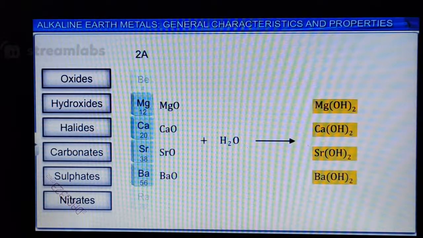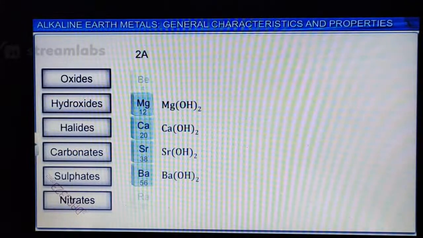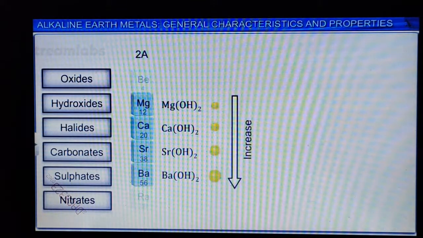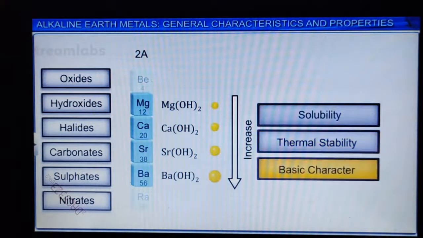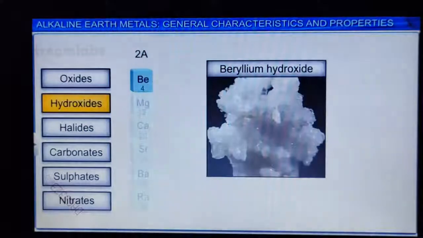So if we leave out beryllium, all the other elements are forming, when these oxides are dissolved in water, the corresponding hydroxides. Obviously they are alkaline, that's why we call them alkaline earth metals. Look at the size of the hydroxides: it increases down the group, and as the size increases their solubility increases, thermal stability increases, and basic character also increases down the group.